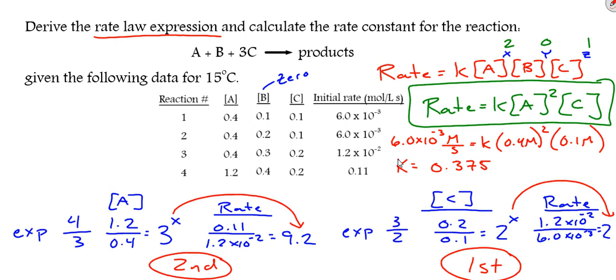I determined it to be 0.375. If you're doing sig figs, 0.38. And then what are my units? I have an overall order of 3, so that means I need to get rid of 2 of my molarities.